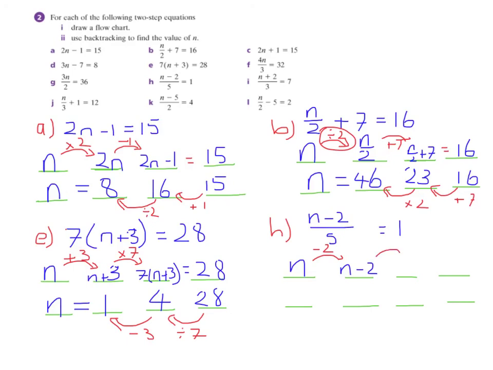So divide by 5. And so we put it underneath. So n take 2 over 5. And what did that equal? That equaled 1. So let's do our backtracking. So I'll put 1 there. What was the opposite to divide by 5? Opposite to divide by 5 is times 5. So 1 times 5.